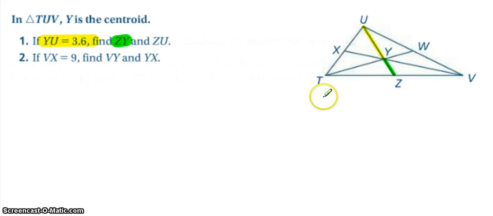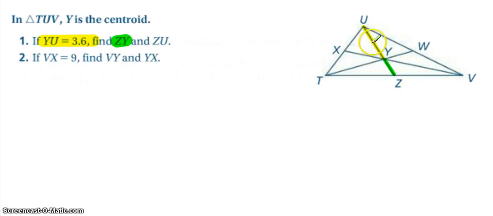So here in number 1 and 2, we start out by knowing that YU is 3.6, and we are first asked to find ZY. What we know is that YU coming from the vertex to that centroid is going to be twice as long as from the centroid to the edge.